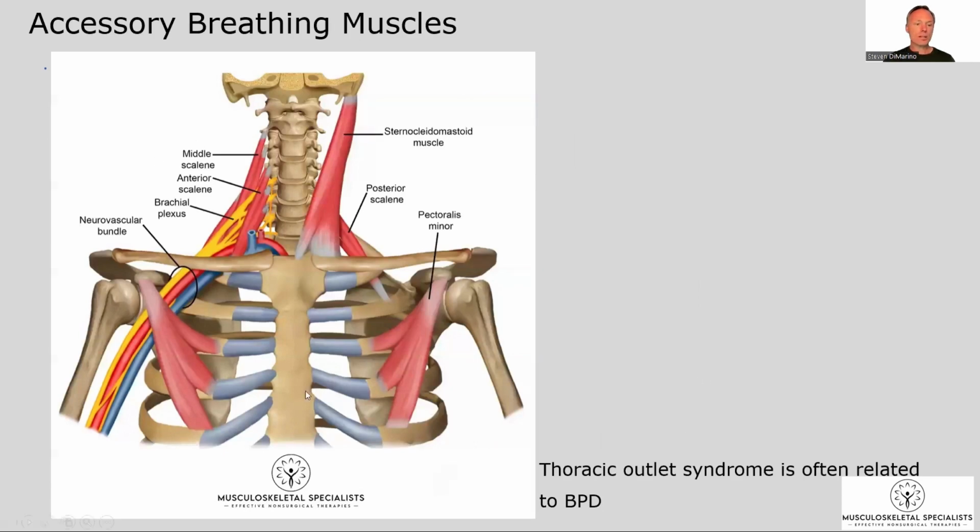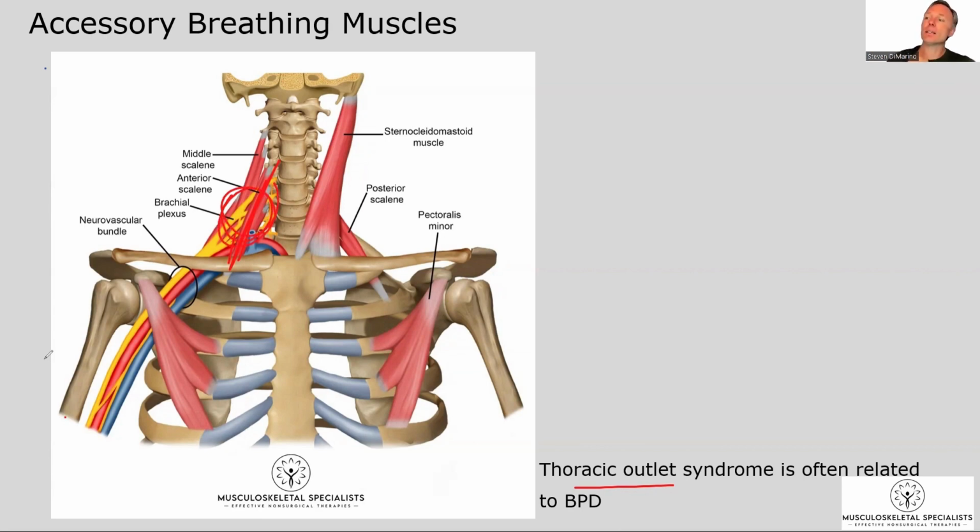Okay, so this is the thoracic outlet syndrome I said I was going to talk about. We've got thoracic outlet syndrome here. It's often related to a breathing pattern disorder, and this is why. You've got middle scalene here, you've got anterior scalene here, and what that does is it takes the brachial plexus, which is the nerves that go into your arm, and pinches it off. So if your middle scalene and your anterior scalene are short, they're going to squeeze and it's going to literally pinch the brachial plexus right here, right?